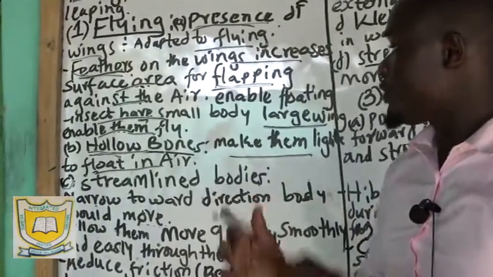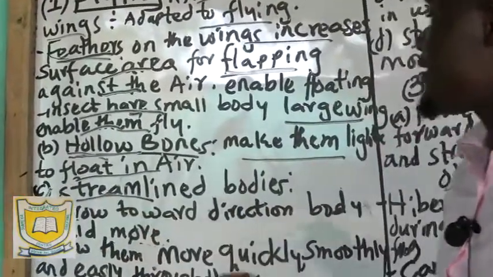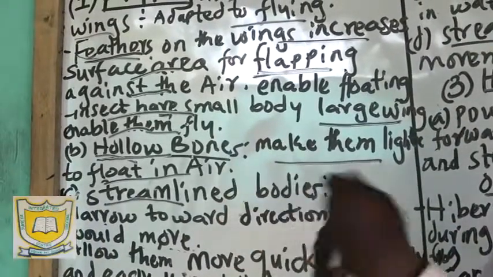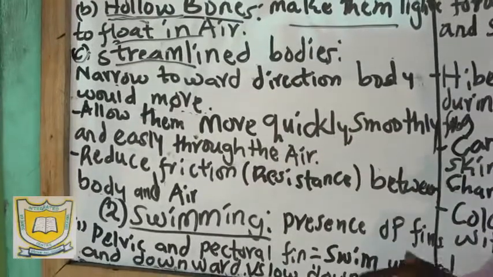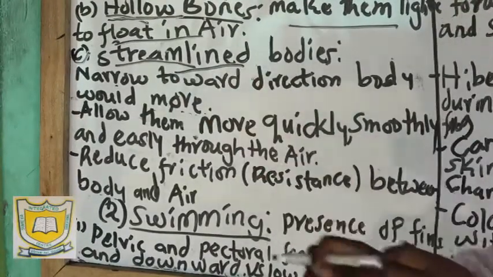When you hear of streamline, to streamline is just to make it very light or to make it very easy for movement, or to make it for very quicker movement. So we talk of a streamlined body. What is a streamlined body?